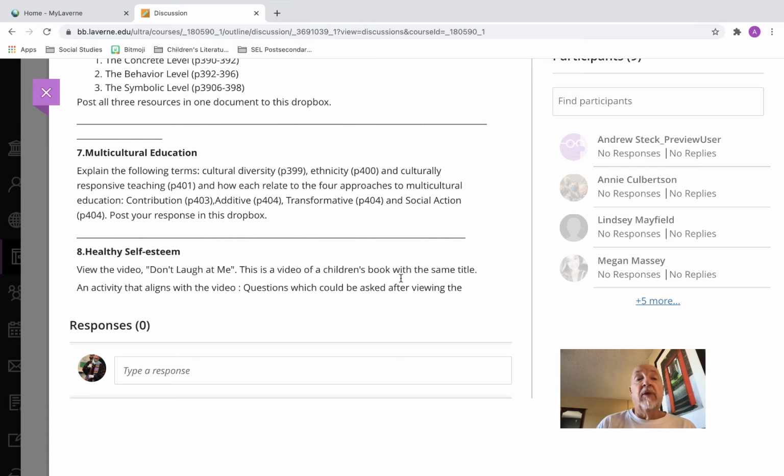We're also taking a look at multicultural education. You're going to define the following terms: cultural diversity, ethnicity, and culturally responsive teaching, and how each relate to the 4 approaches to multicultural education. Those are found in this chapter this week, and I noted pages right here.